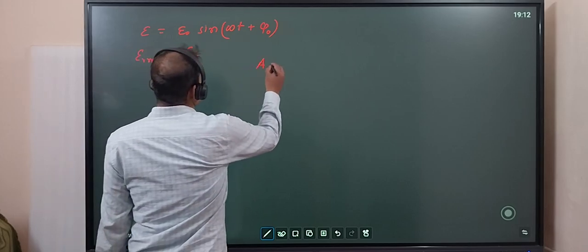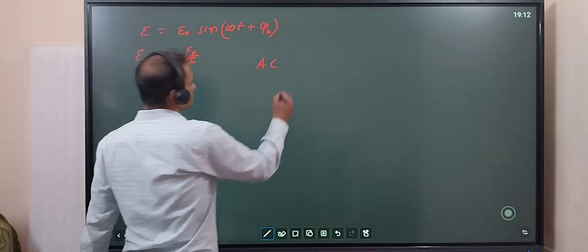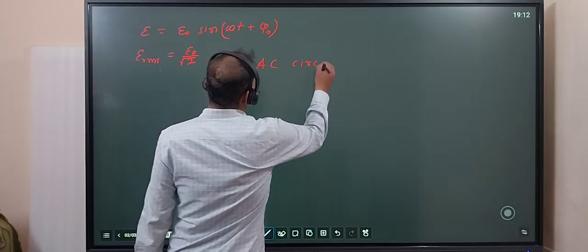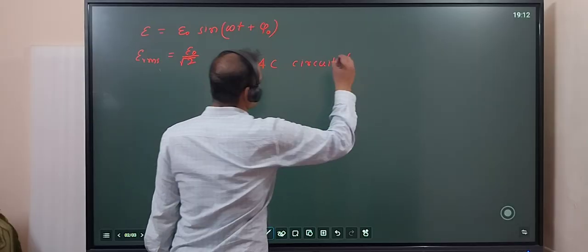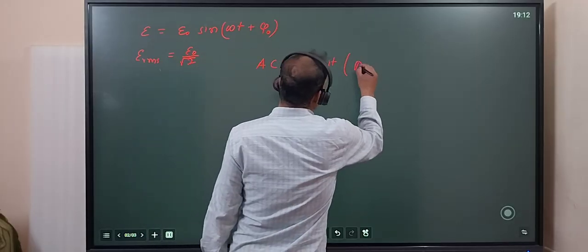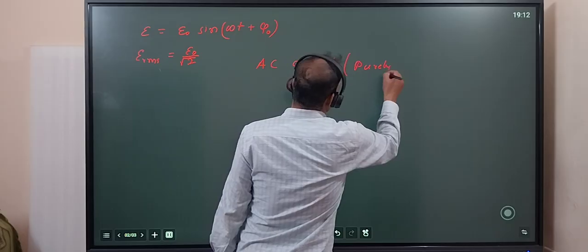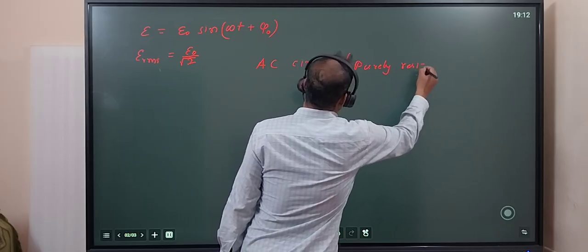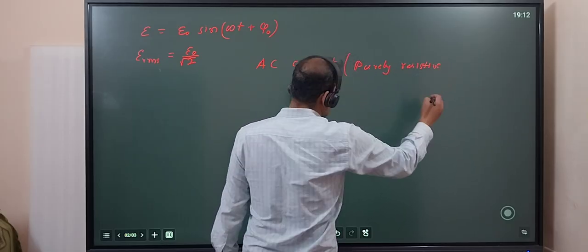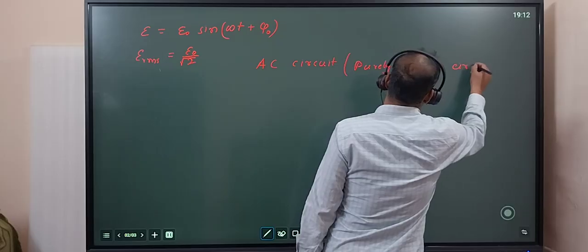So we are going to discuss different AC circuits. The simplest of them is the purely resistive circuit. Purely resistive circuit is what?